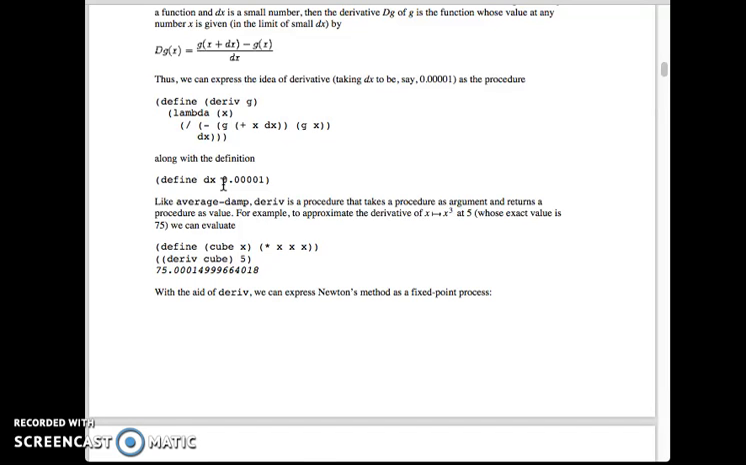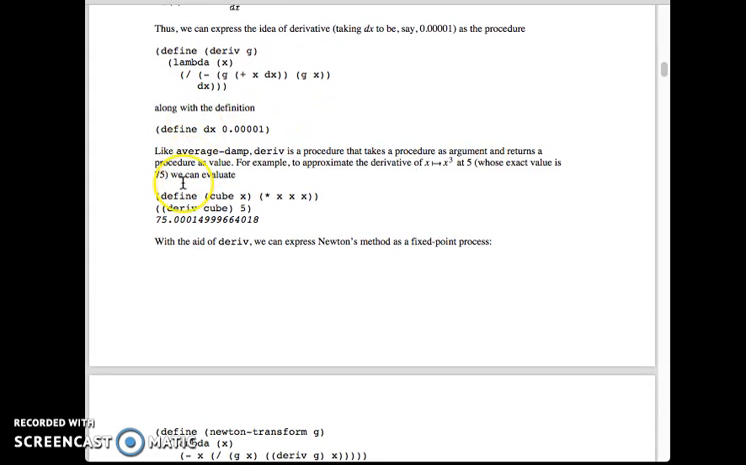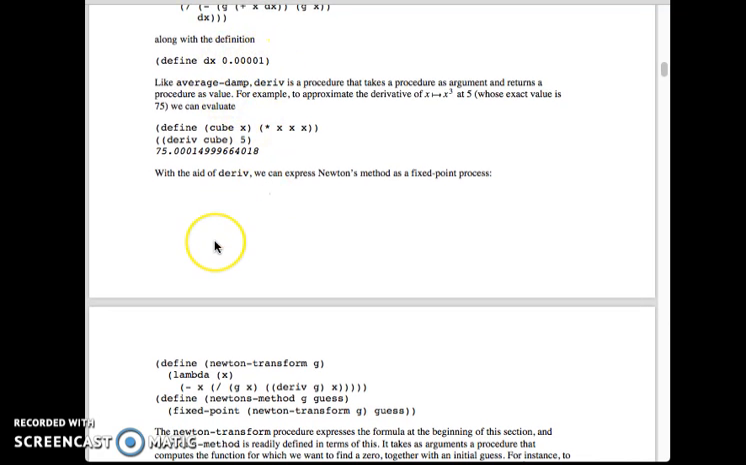Define the procedure deriv that takes input g to be the procedure that takes input x, and divides the difference, g of x plus dx minus g of x, by dx. Along with the definition, define dx to be 0.00001. Like average-damp, deriv is a procedure that takes a procedure as an argument and returns a procedure as a value.